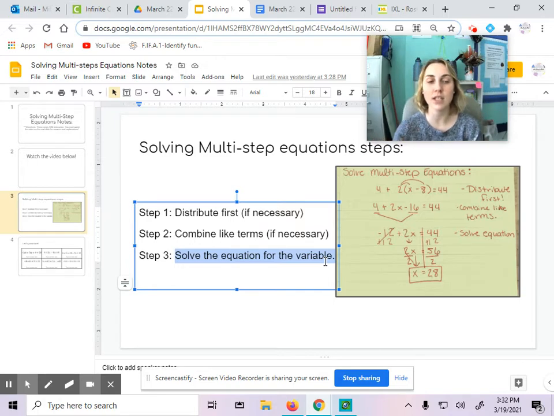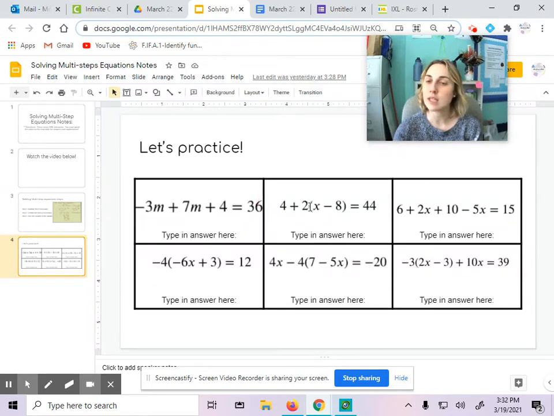So let's go over these. I have the notes here. We're going to go over all of these problems. So we should be able to cover everything. And let me know if you have any questions at the end. And let's go ahead and do this.